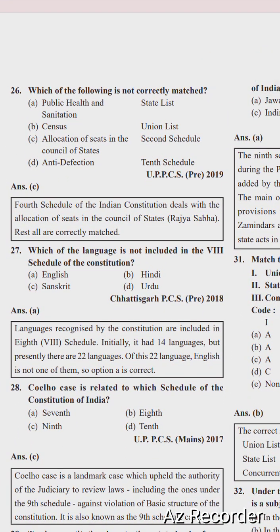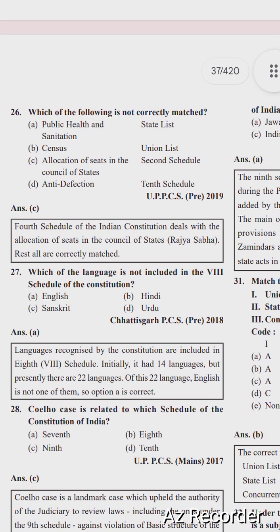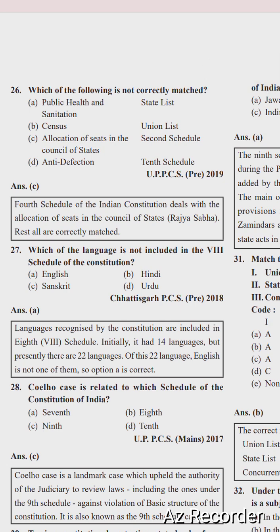So next question is, which of the following is correctly matched? Public health and sanitation, state list; census, union list; allocation of seats in the Council of State, 2nd schedule; and anti-defection, 10th schedule. Right option is option number C. Allocation of seats in the Council of State under the 2nd schedule is not correct, so it is the right answer. Public health and sanitation is related to the state list, census is related to the union list, and anti-defection is the 10th schedule. So C is the right answer.